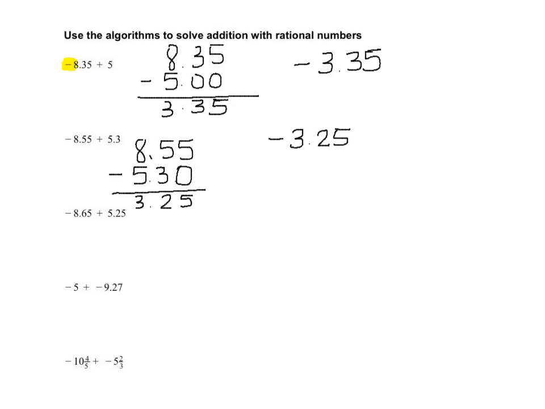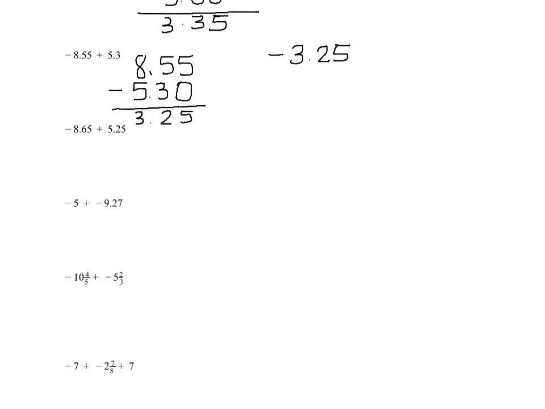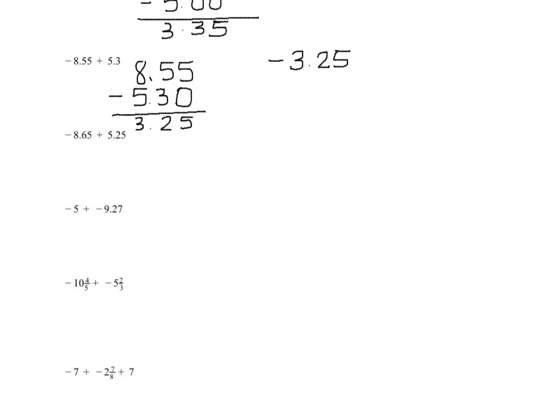All right, negative 8.55 plus 5.3, but because those have two different signs, one positive and one negative, I can treat it like subtraction, and I end up with a negative 3.25. All right, the next one, go ahead, try that one on your own as well, and then hit play again and see how you did.